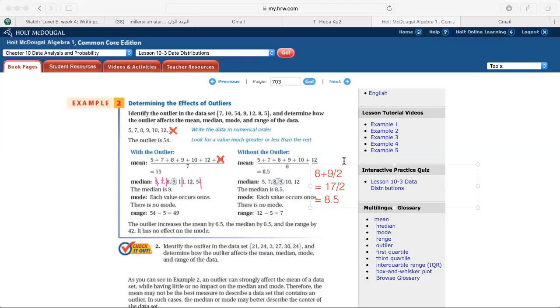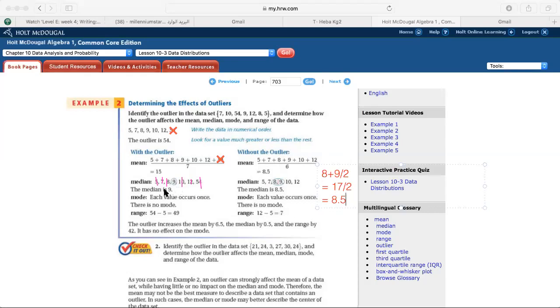Okay. Mode. Also, there's no number that occurs a lot. Each value occurs once. The range is the difference between the greatest number and the least number. Of course, the greatest number was 54 and we excluded it. So the greatest number, we have a new one here, which is 12. So 12 minus 5 is 7.